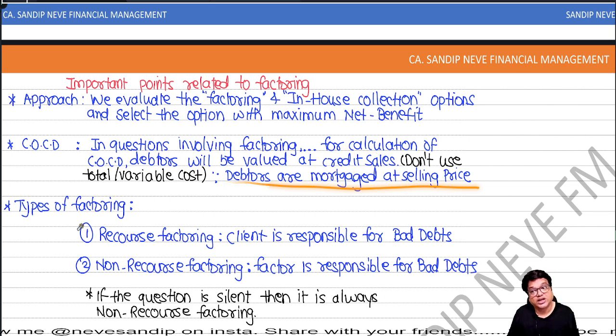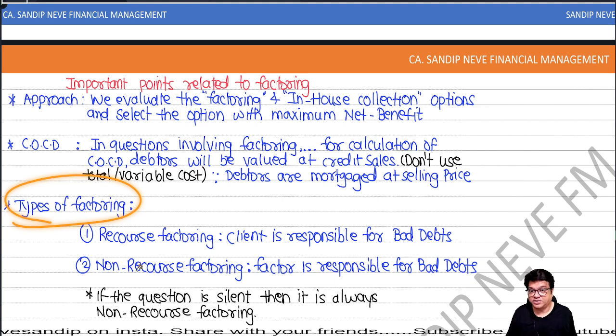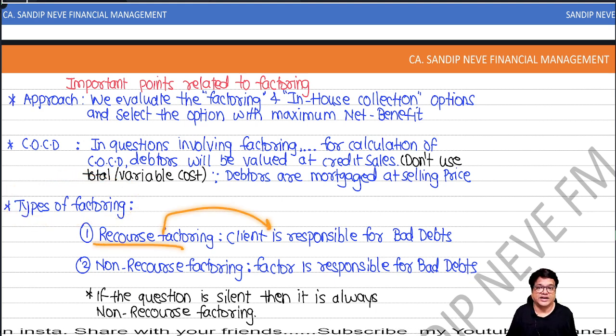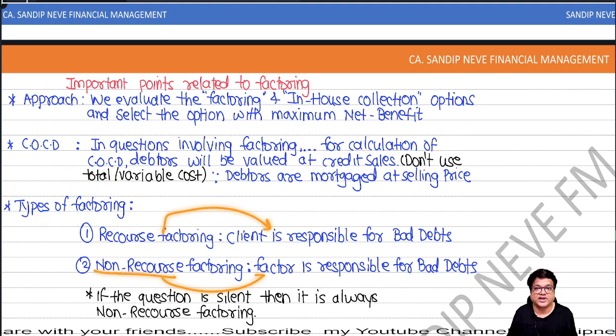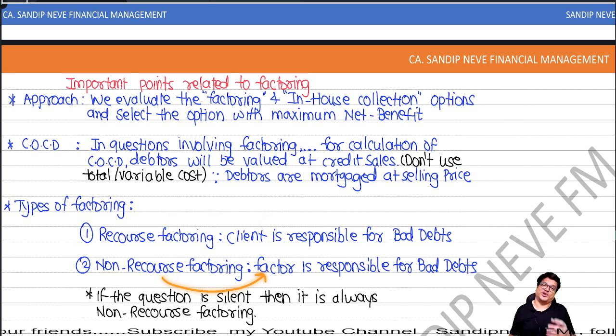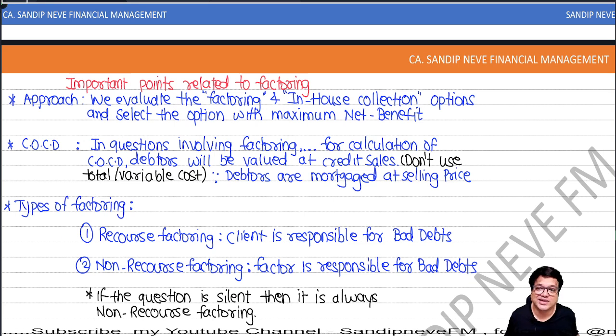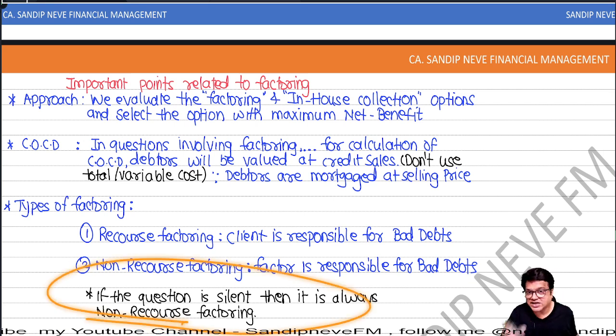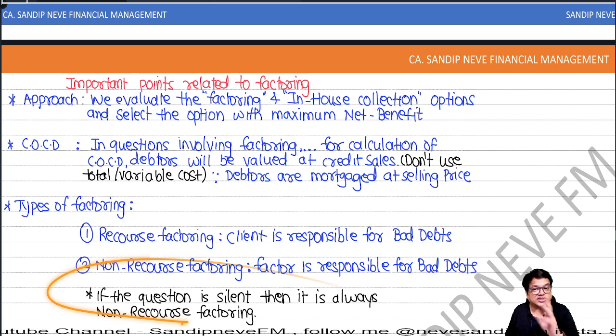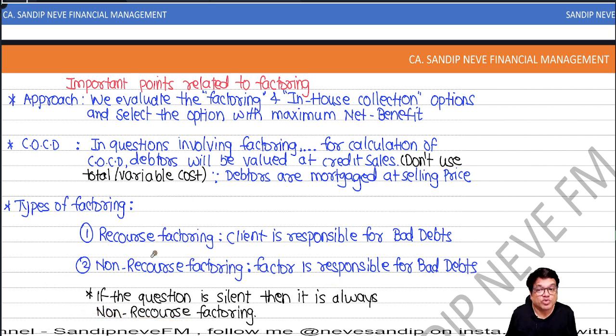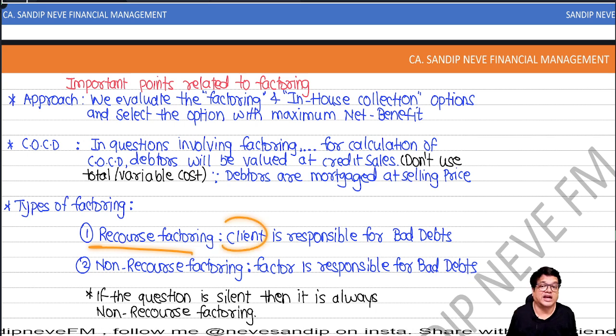Selling price. Two types of factoring we also learned, people. Recourse factoring, where the client is responsible. Non-recourse factoring, where the factor is responsible. I hope you remember the situation in the class. Before writing this, I asked you, guys, if the question is silent, what do we follow? And most of you told me recourse factoring, where the client is responsible.